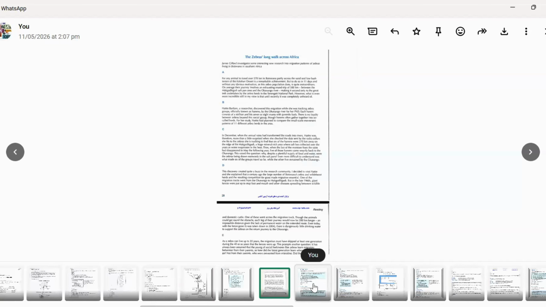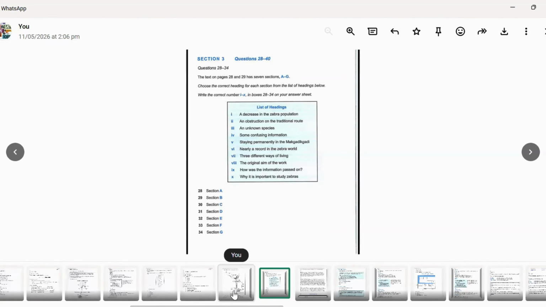Read paragraph C very well. Make sure you understand what paragraph C is talking about. Then come to this list of headings here. Select a particular heading that matches with paragraph C. This is called the paragraph approach I just explained now.